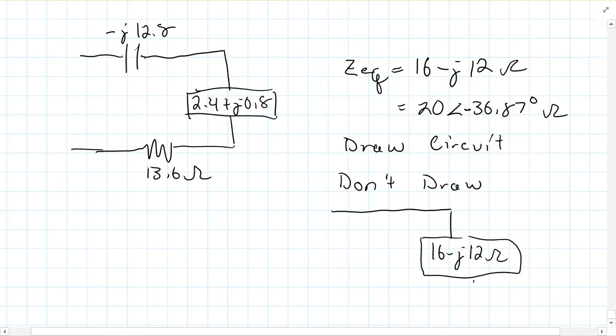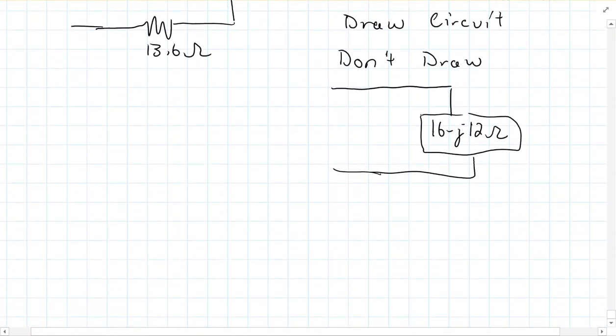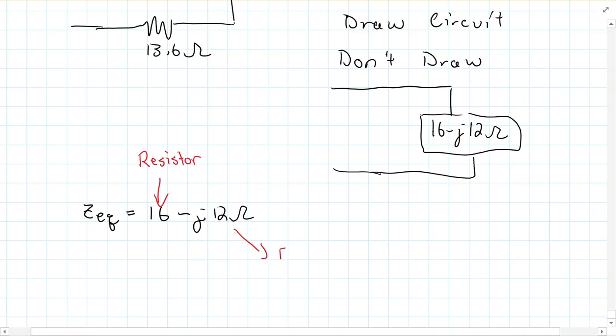In a box. Don't draw this. Well, if I'm saying don't draw this, what should we draw? Well, let's look at Z equivalent again as 16 minus J12. With our impedances, we know that the real portion, the only thing that can be real, is a resistor. And then the imaginary portion is either a capacitor or inductor. But then this negative sign tells me which one it is.